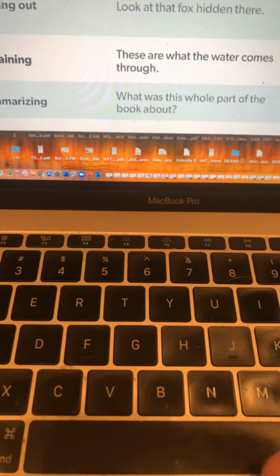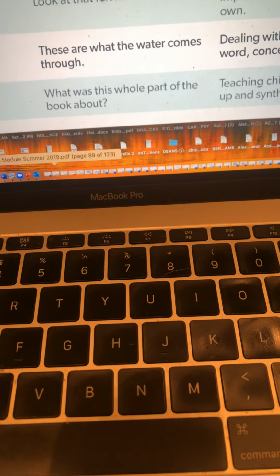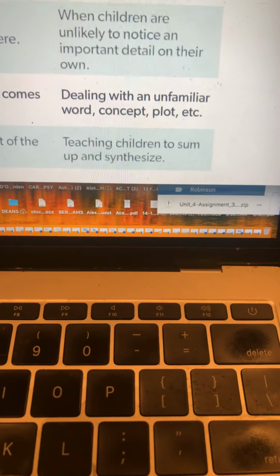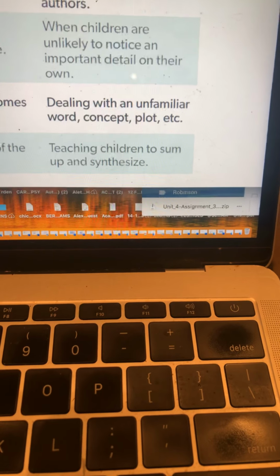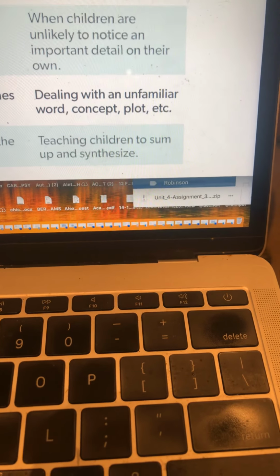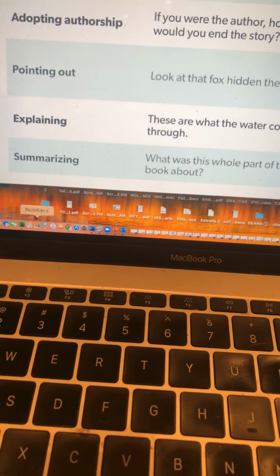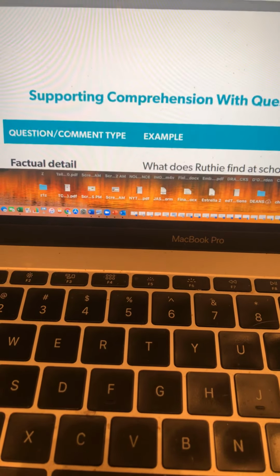Finally, we have summarizing, which is the question that you would ask, what was this whole part of this book about? Or you could ask the children, what was the story really about? What does the author want us to get from this story? And we use that when we're trying to teach children to sum up or to synthesize. Sometimes I give you questions on your test, and I say, let's do a synthesis.